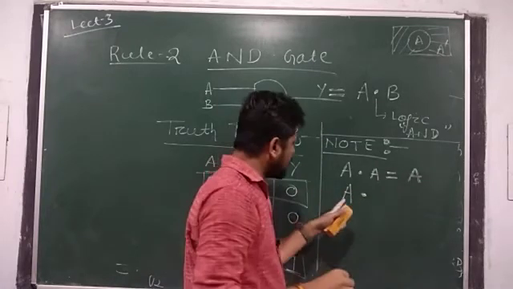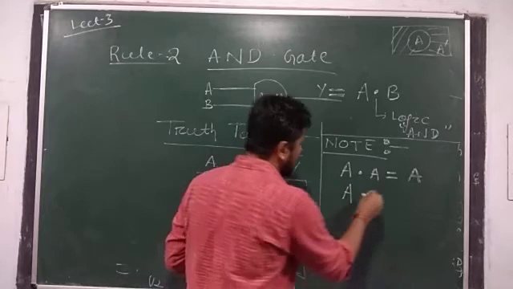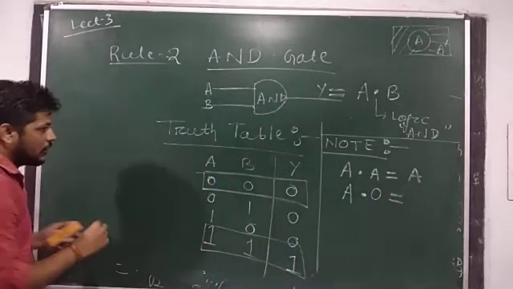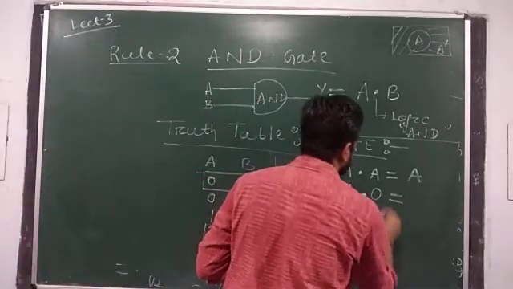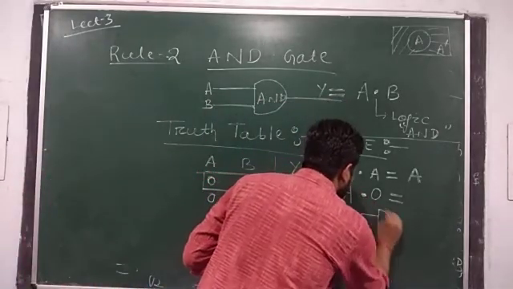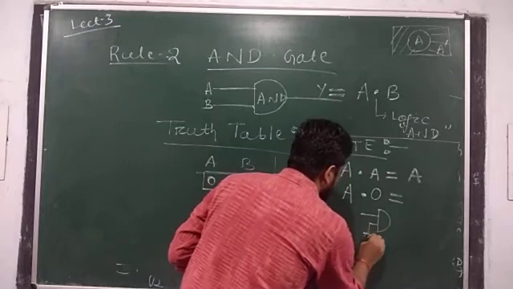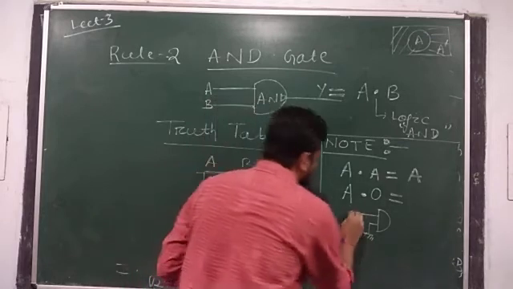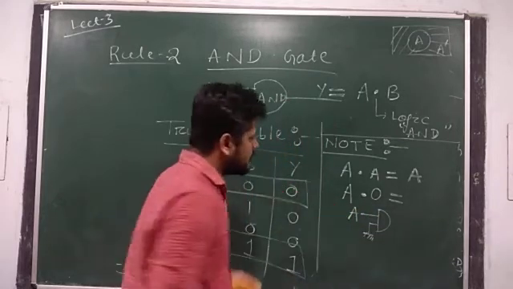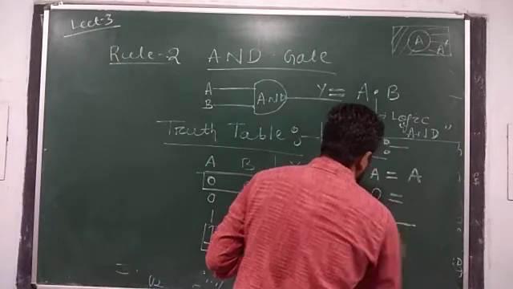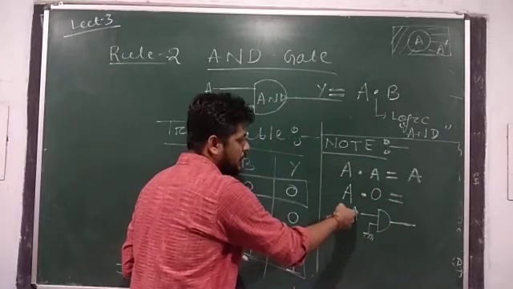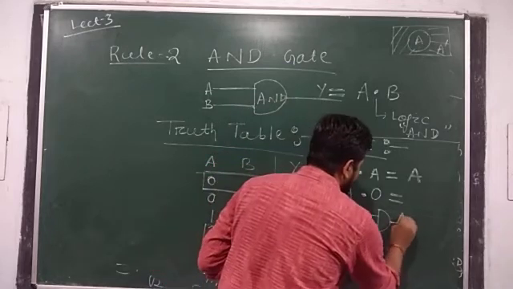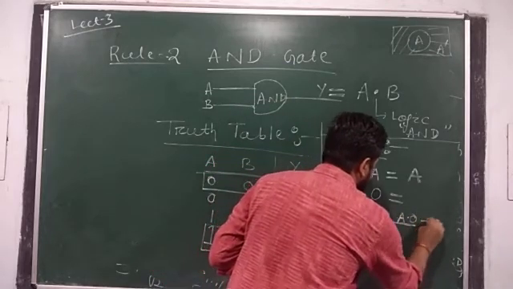So if one of the inputs is A, that may be 0 or 1, and another input is 0 always. That means here I am drawing this circuit for you. So for example, this is your AND gate. I am making this as ground, that is, one of the inputs is always 0 and another is A. Here A means one variable, that variable may be 0 or 1, but one of the inputs is always 0, hence the output will be A dot 0, that is equal to 0.